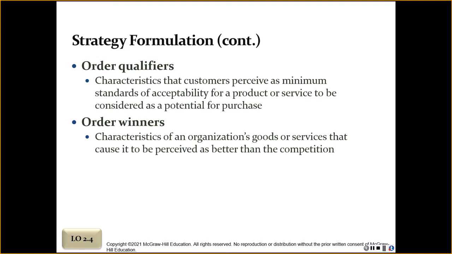Order winners are characteristics of an organization's goods or services that cause it to be perceived as better than competition. Apple products are perceived to be better, the quality is perceived to be higher, and anytime Apple introduces something, with the exception of some products, they're perceived as being better than their competitors because they have that perception, and that's what customers perceive.